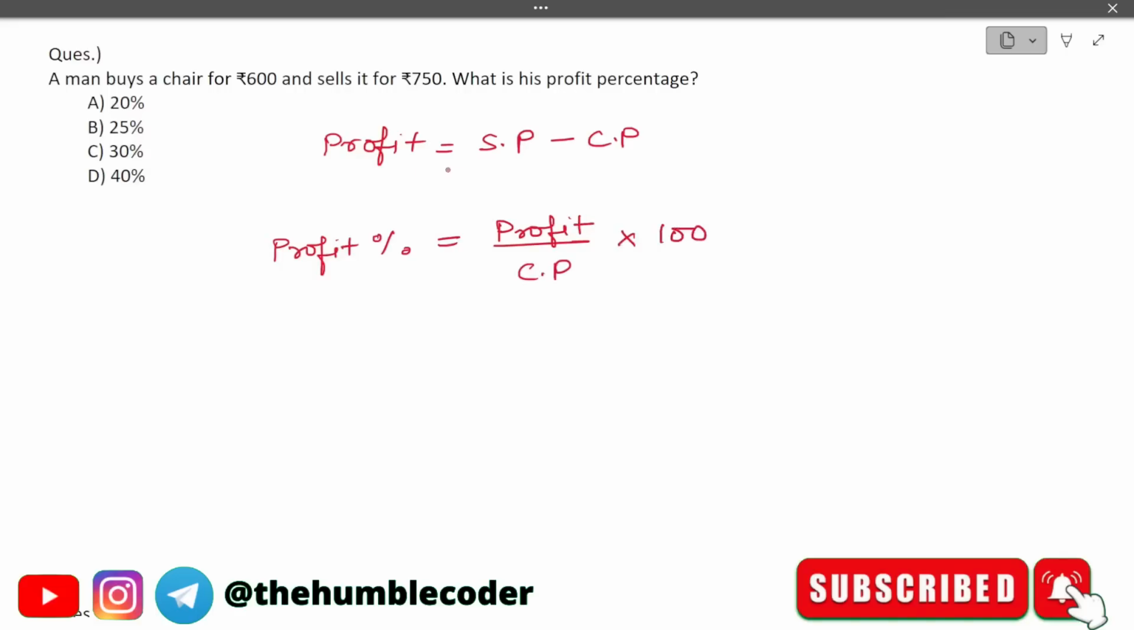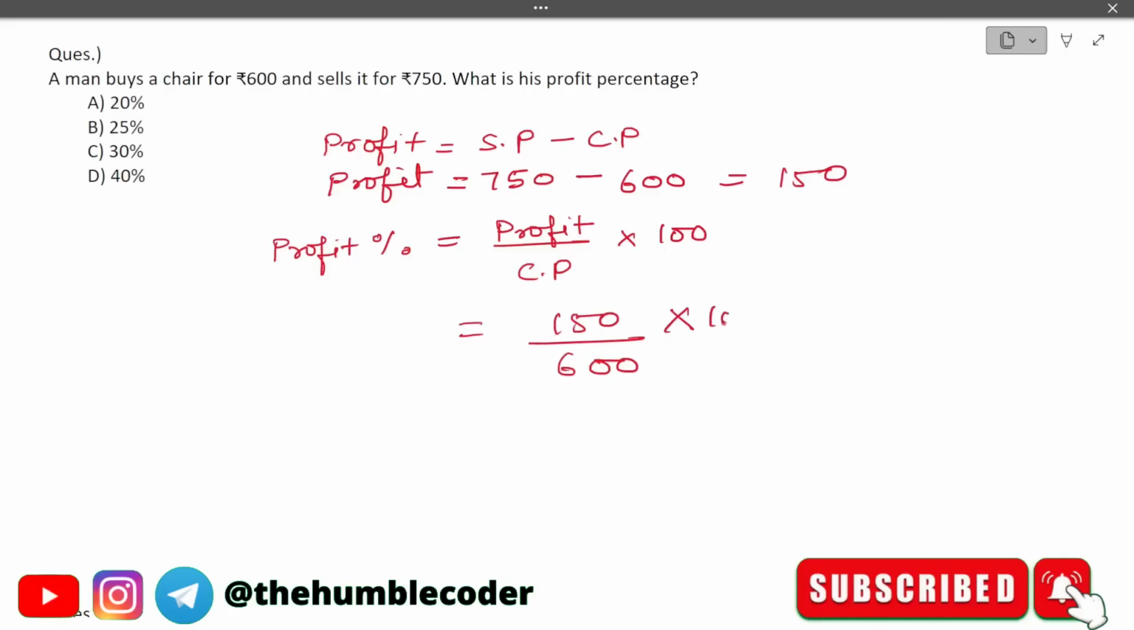In order to find out the profit percentage, we need to find out the profit value. So let's find out the profit value. Selling price was 750 rupees, and cost price was 600 rupees. 750 minus 600 gives us 150. So we have now found out the profit value, which is 150, and now the cost price which was given to us in the question, 600, into 100 we will do. Simple. So let's solve this equation.